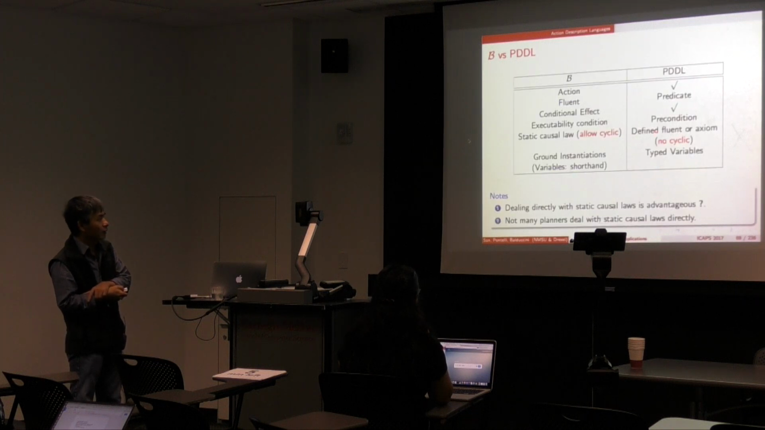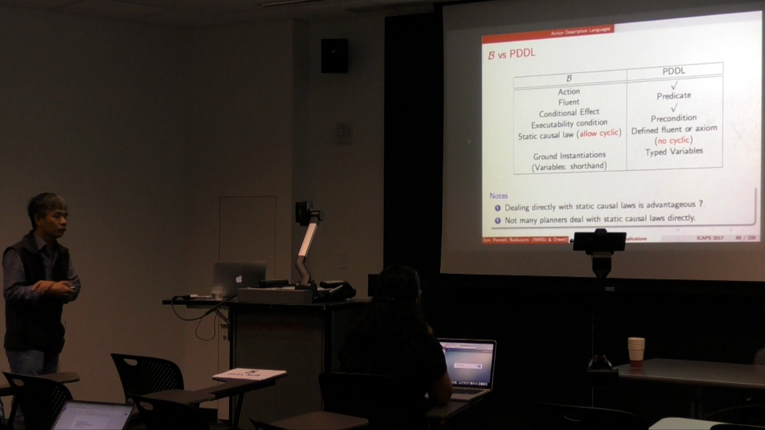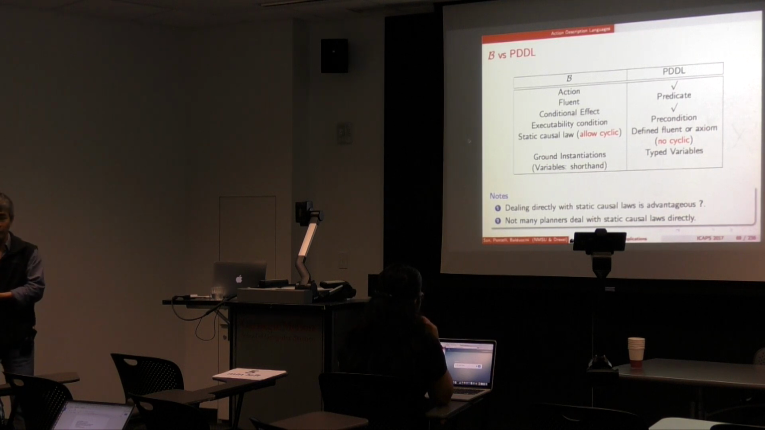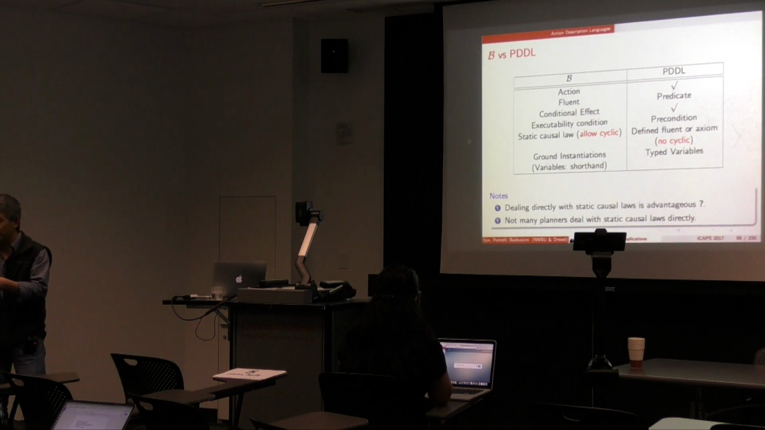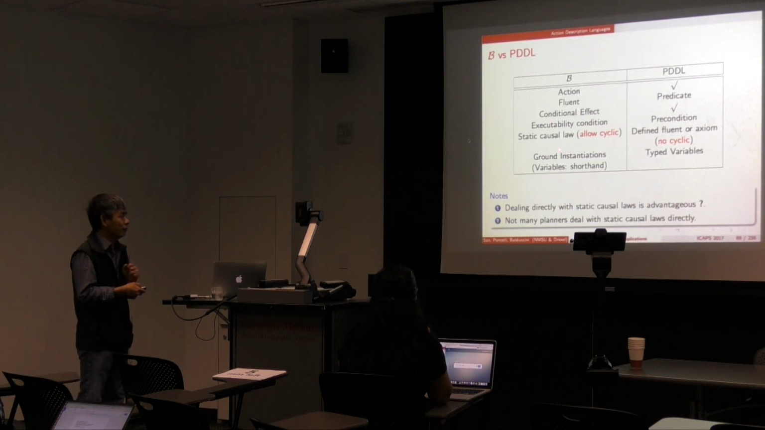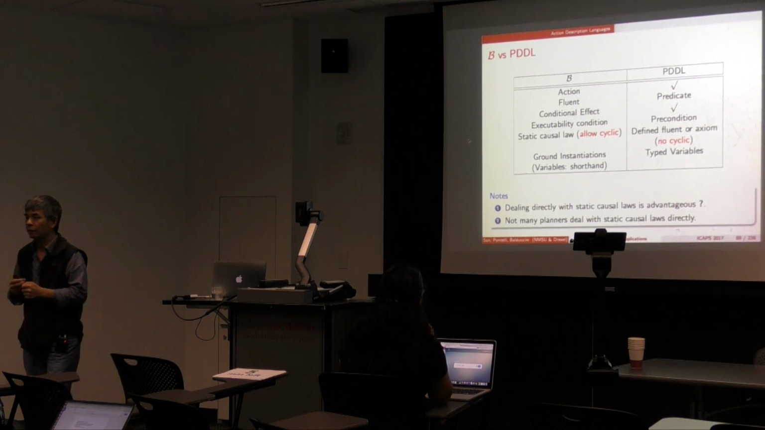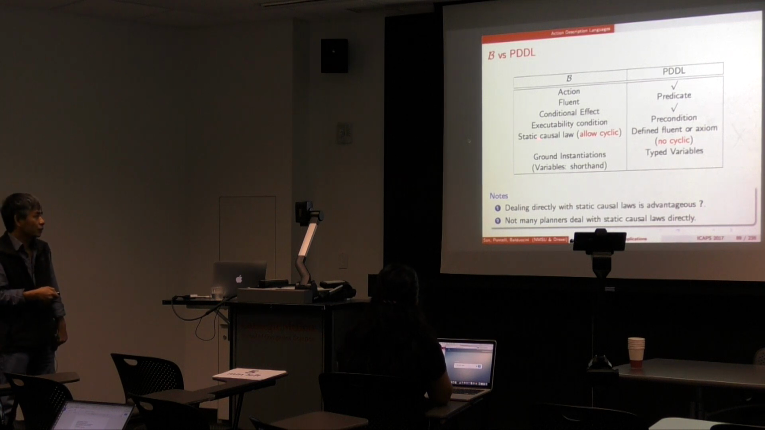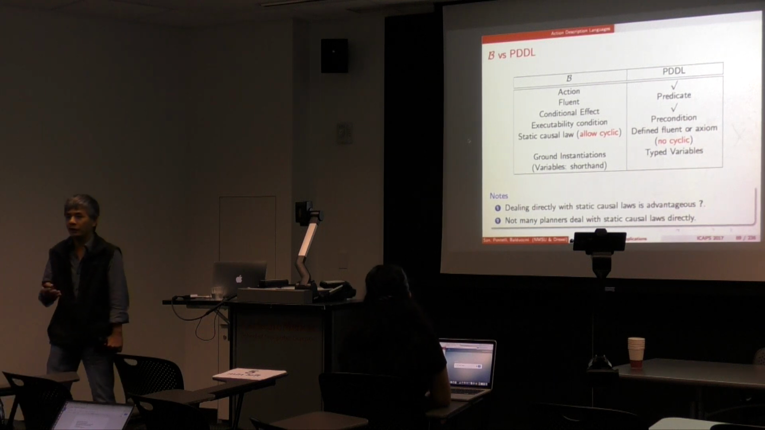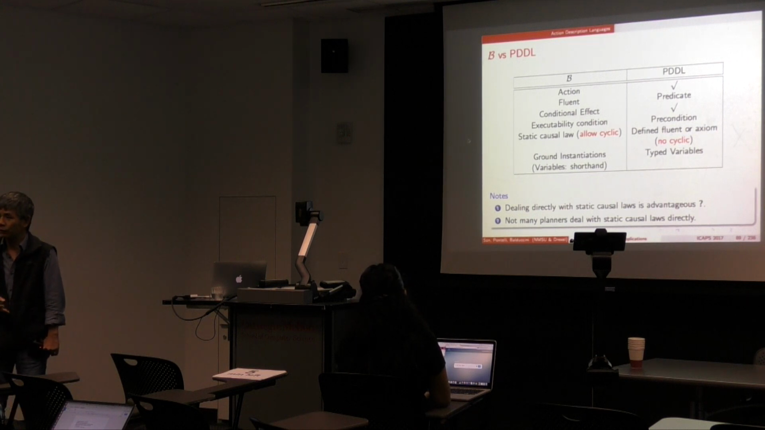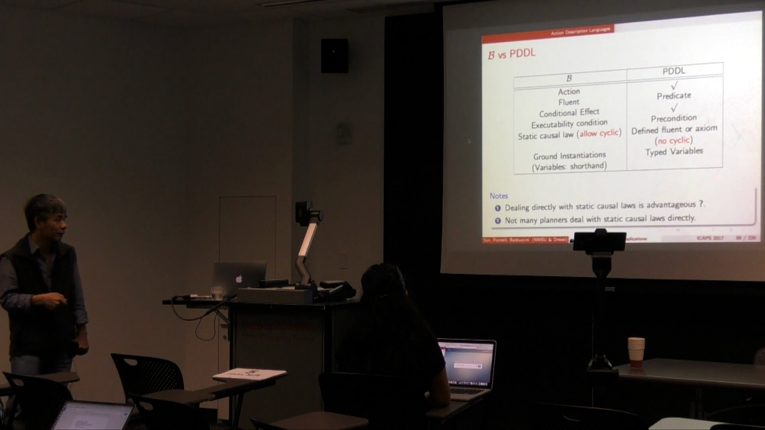In PDDL we have axioms, which they either call derived fluents or axioms, but it is required that they be acyclic. Whereas in action language B, you can have cyclic static causal laws. And I wanted to mention that if we can deal directly with static causal laws, the efficiency of the planning system would be better.